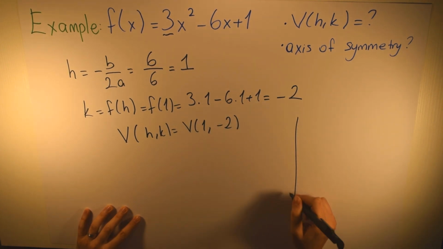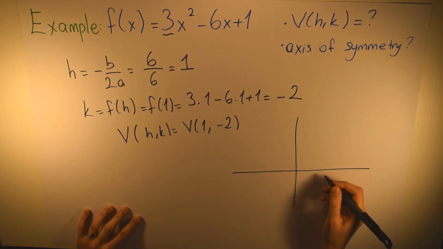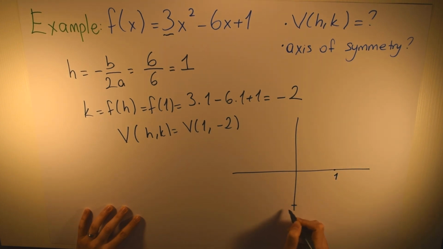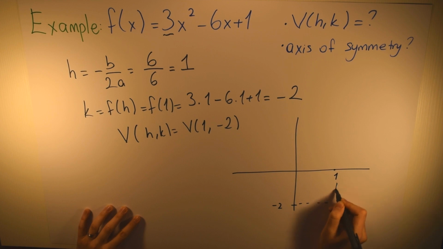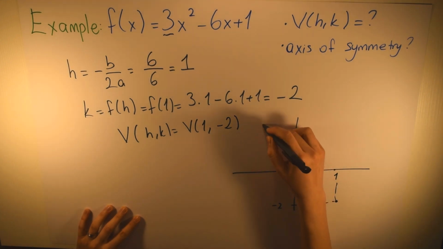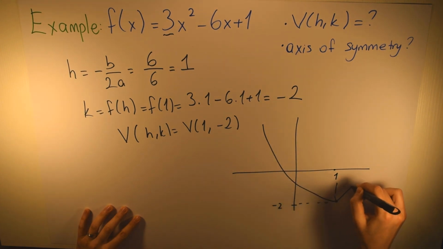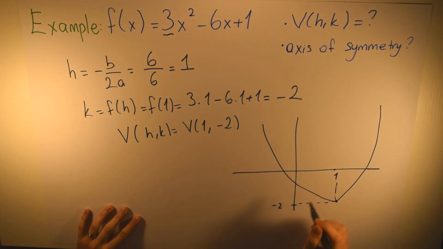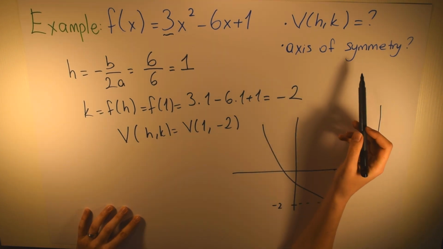It will be something like this. This is our h, and this will be our k, right? So this will be our vertex point. When I draw this parabola, let's say it's something like this, okay? So this will be our graph, our parabola. So what is the axis of symmetry?